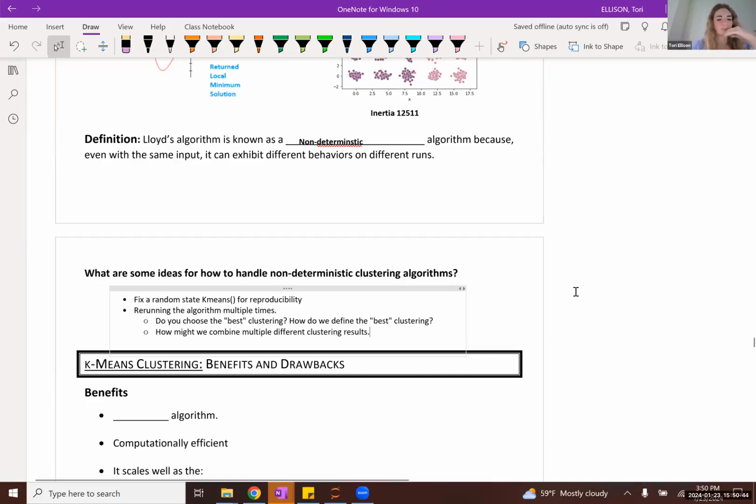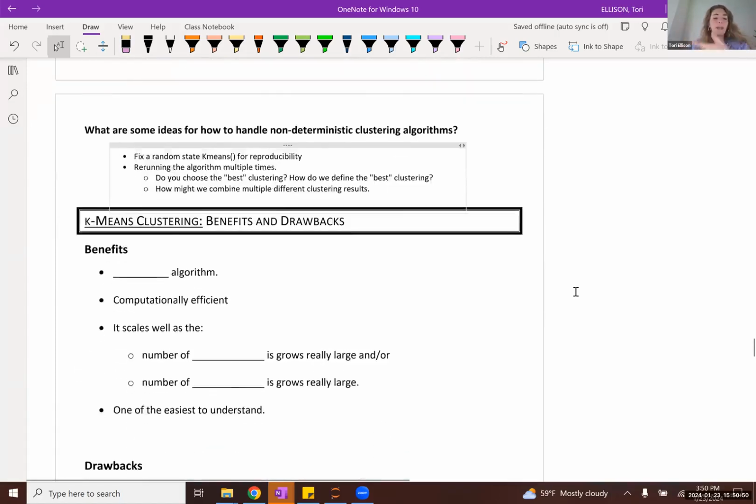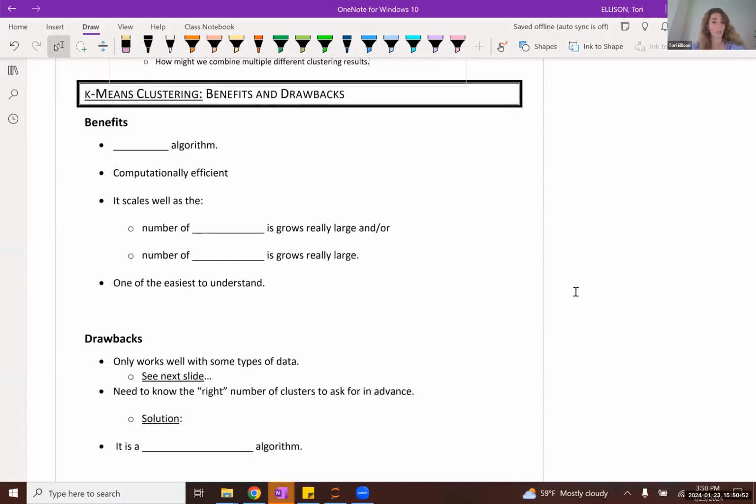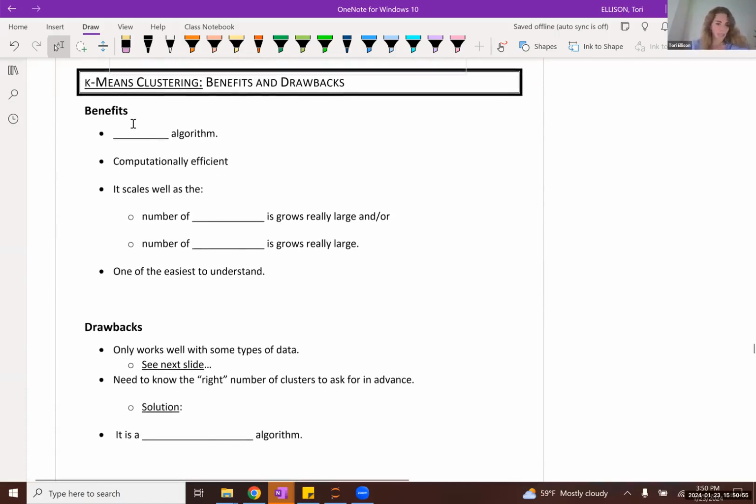Okay. All right. So before we move on from talking about k-means, I wanted to talk about some general benefits and drawbacks of k-means. And so there's a reason why k-means is introduced in kind of basic data science classes. So one of the main benefits of k-means is that it generally tends to be one of the fastest clustering algorithms that exists out there.